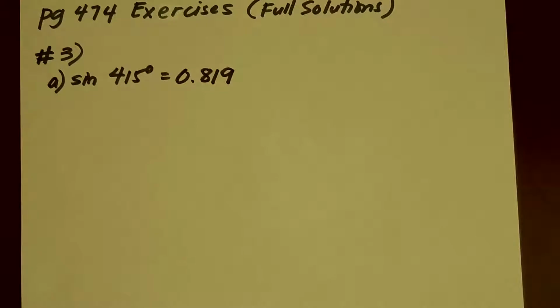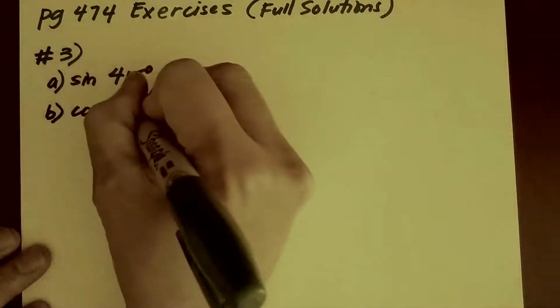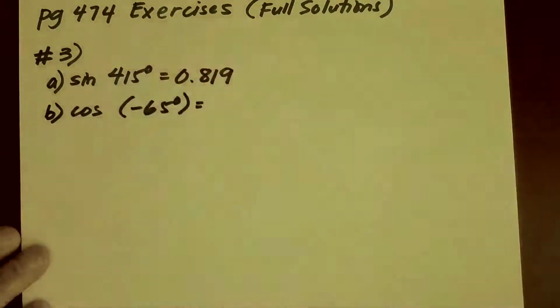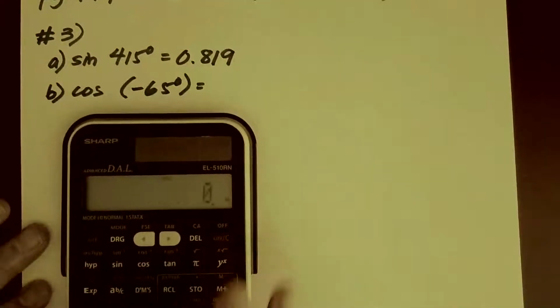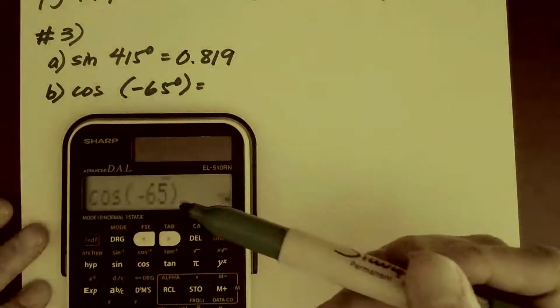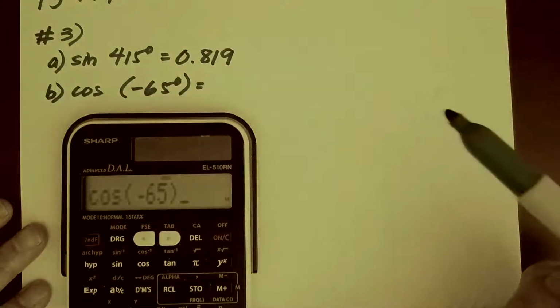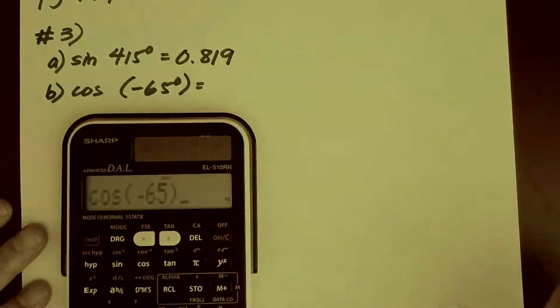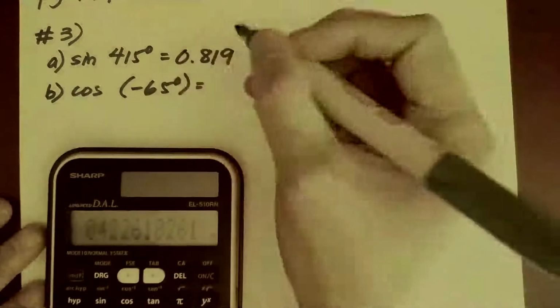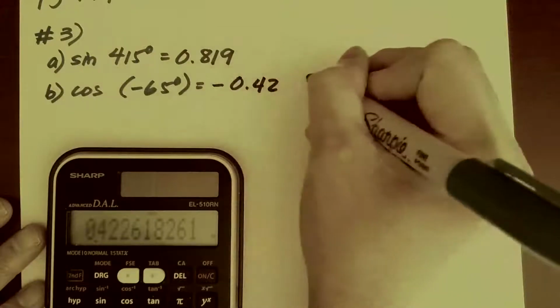The other one is cosine of negative 65 degrees. Make sure we put the negative in there. It's important because that's going to give us a different value than if we put a positive. So it's going to give us 0.423, rounded to the nearest thousandth.